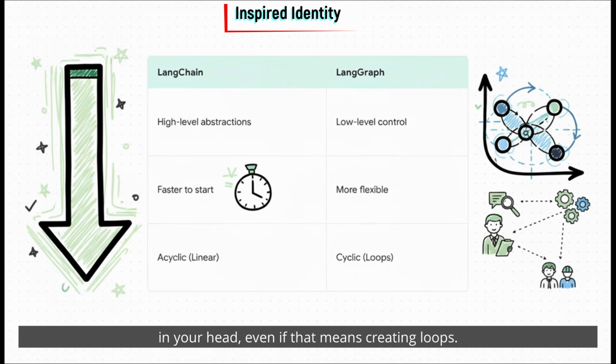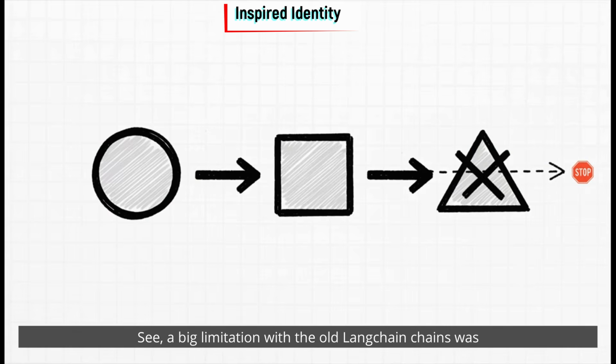even if that means creating loops. See, a big limitation with the old LangChain chains was that they were acyclic. That just means the flow was a one-way street. Information went from step A to B to C. There was no easy, built-in way to say, hey, step C didn't work. Let's go back to step A and try again.